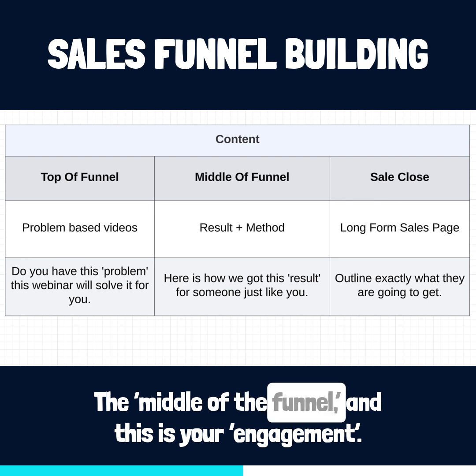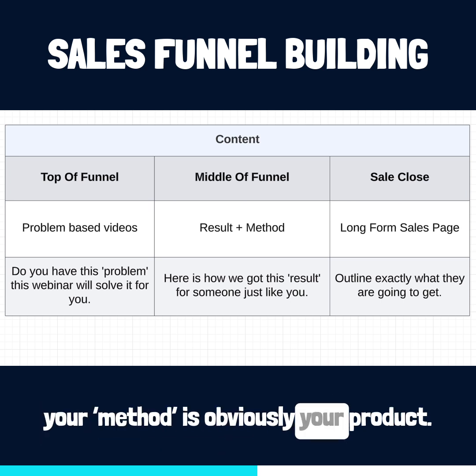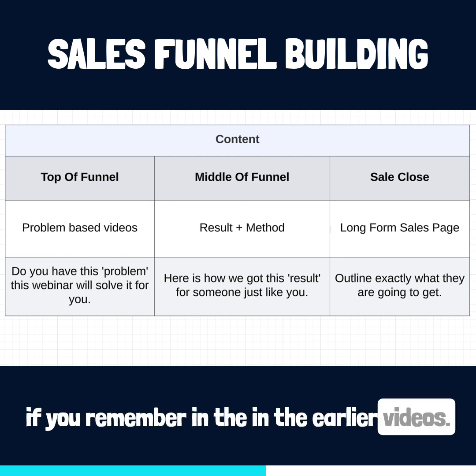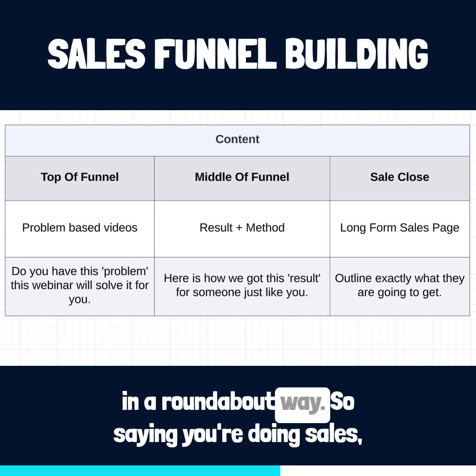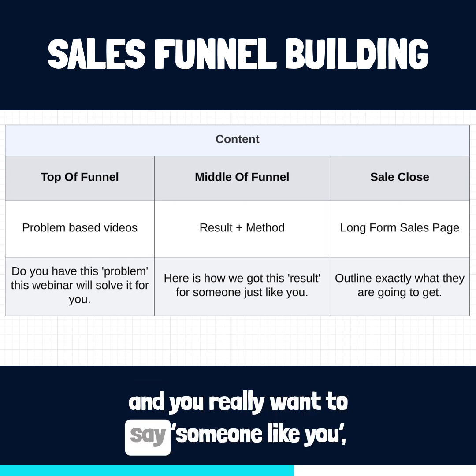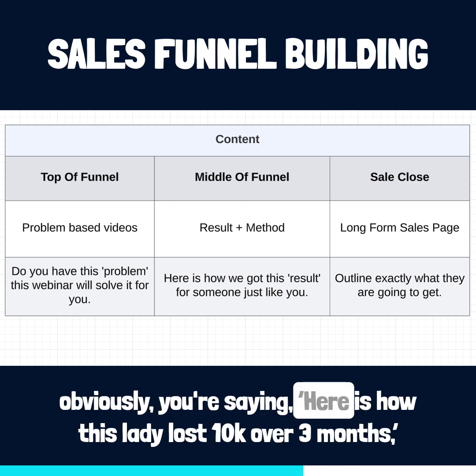The middle of the funnel, and this is your engagement, is where we show everything as result plus method, and your method is obviously your product. As we talked about, spin is a method, if you remember in the earlier videos, and what we will say is, here is how we got this result for someone like you. In a roundabout way. So say we were doing sales, we could say, here is how we generated this amount of sales for someone, and you really want to say someone like you, whoever you are targeting. If you're doing spin, you'd say, here is how this lady lost 10 kilos over 3 months, something like that.